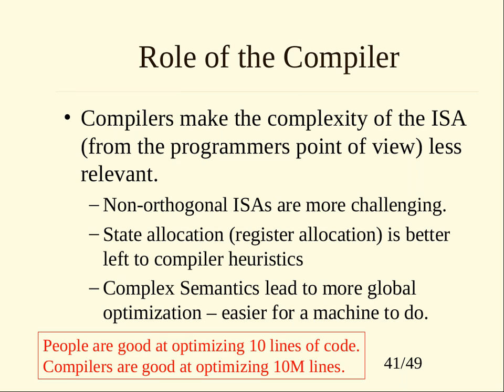Register allocation is usually better left to the compiler heuristics. They're better at running numbers and figuring out what should be in the registers and what should be stored in memory. And then it's easier for complex semantics to lead to global optimization. This is kind of a complicated way of saying what's in the red box. People are pretty good at optimizing 10 lines of code. If you give me 10 lines of code, I bet a human would actually spit out more optimal code than a compiler in the small case. On the other hand, a compiler is always going to win if there's 10 million lines of code. There's no way. And even at probably 100 or 1,000, the compiler is probably going to flat out win, unless that person sits down for a very long time.